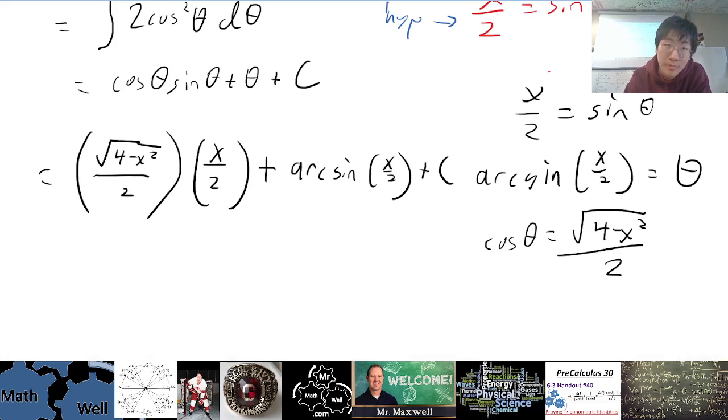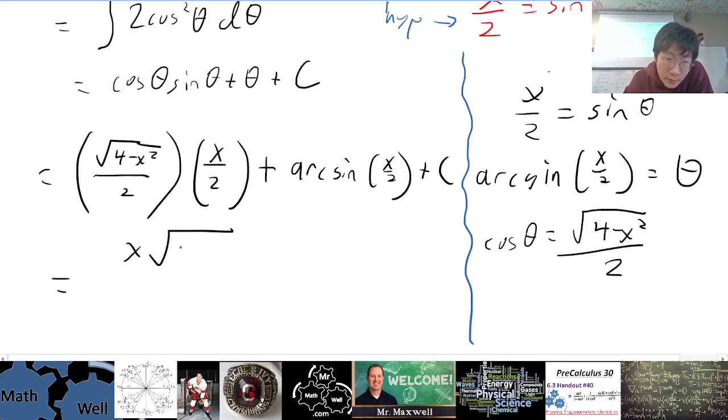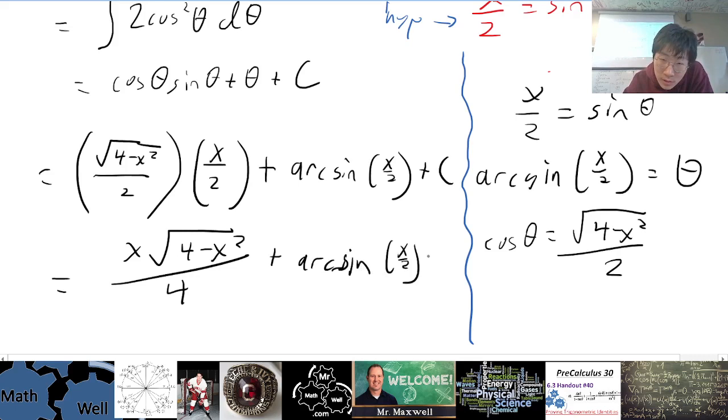Just gonna block this off here. Okay, let's just quickly simplify that. And so now we're gonna have x root 4 minus x squared over 4 plus arc sine of x over 2 plus c, and that's actually going to be our final answer.